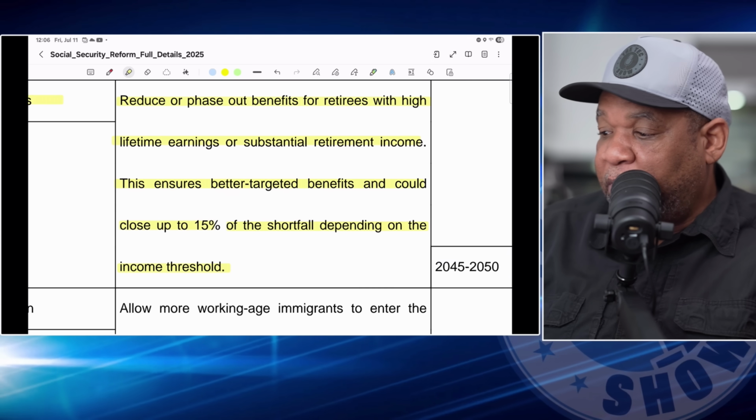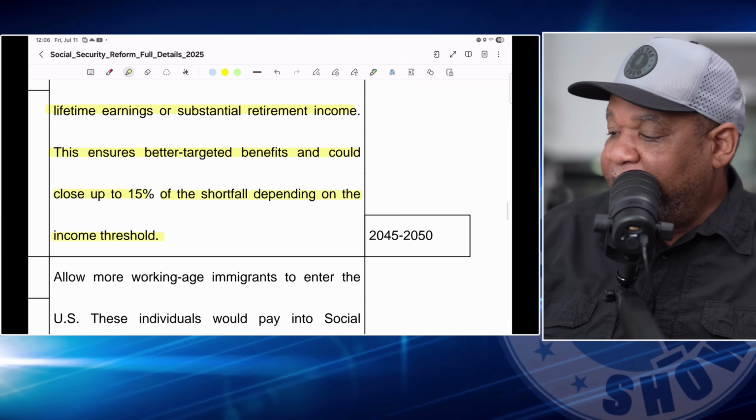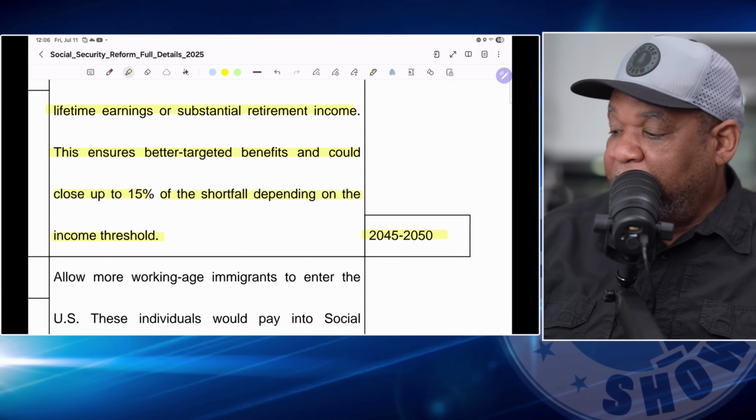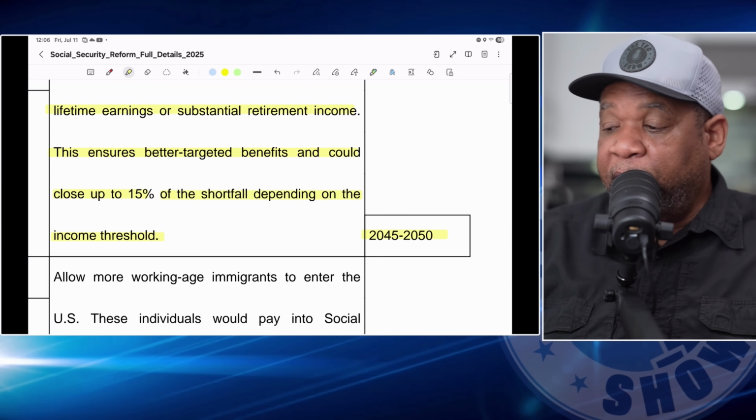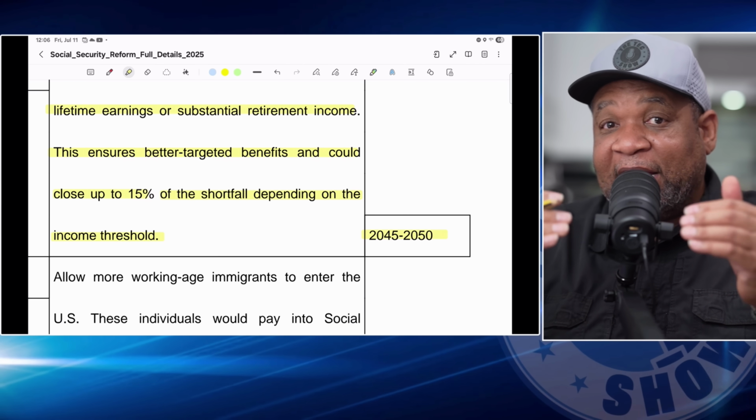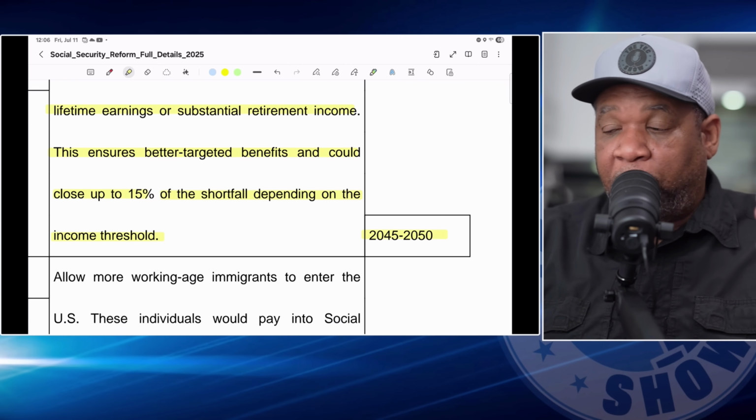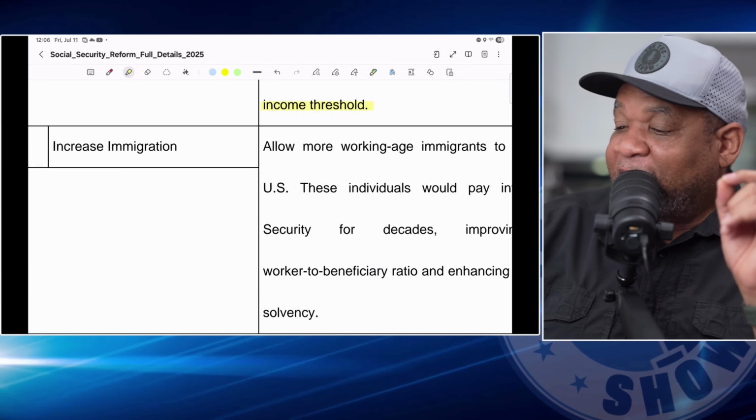Okay, now let's look at what time period that would be. So the time frame here is between 2045 and 2050. And so you would gain about 10 more years past the deadline date that we're looking at now of 2034 or 2033. Okay, so let's look at this option.